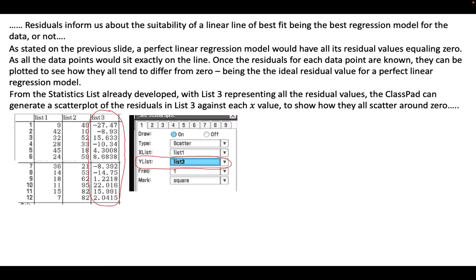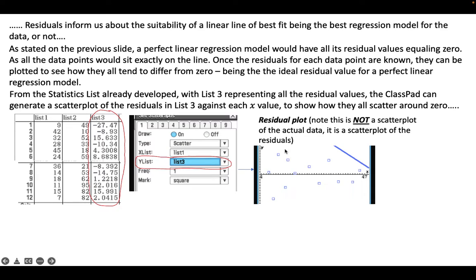So if we plot the actual residuals, so I'm not talking about plotting the data now, we're plotting the residuals, we can go in and set up a scatter plot from that same list that we've just developed on the last few slides, but we're going to plot list 3 against list 1. So for all the different values of x in list 1, let's have a look at what the residual values are at those points. Now, of course, when we plot that, we have a scattering of different residual values above and below 0, with the x-axis being 0.